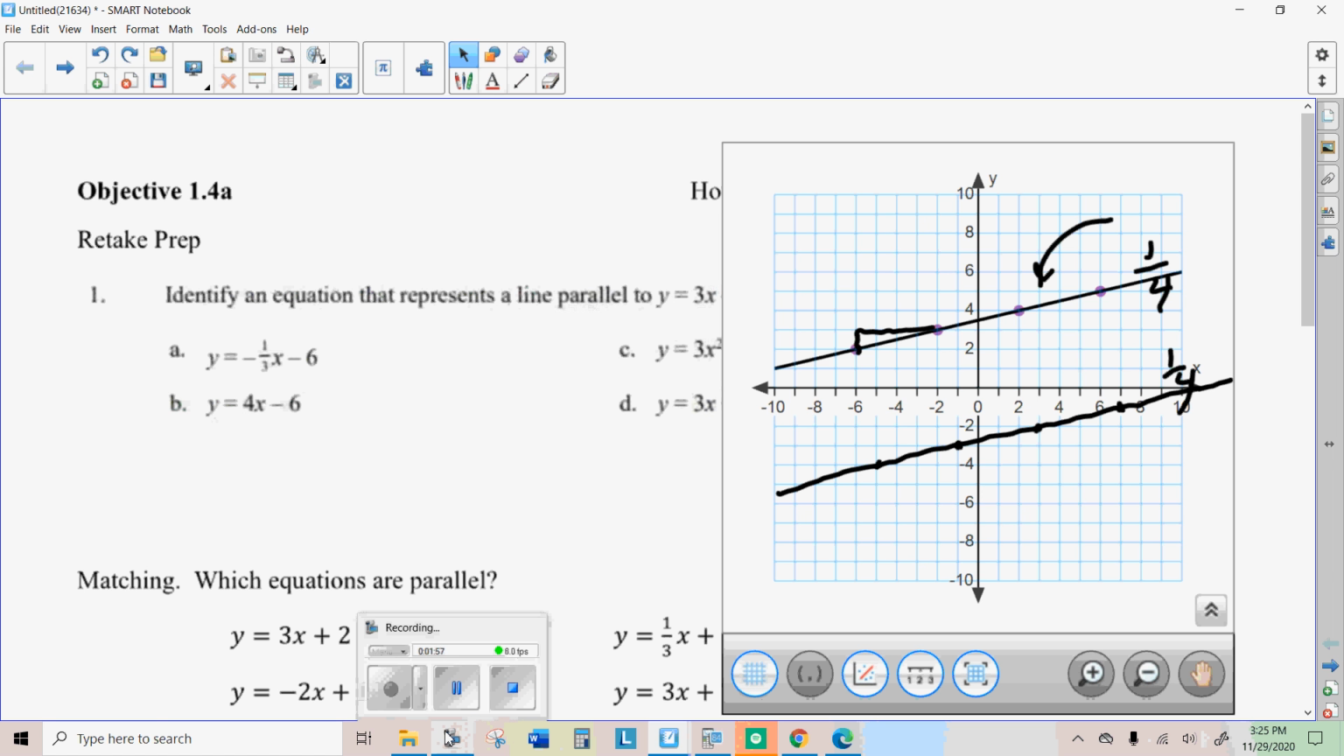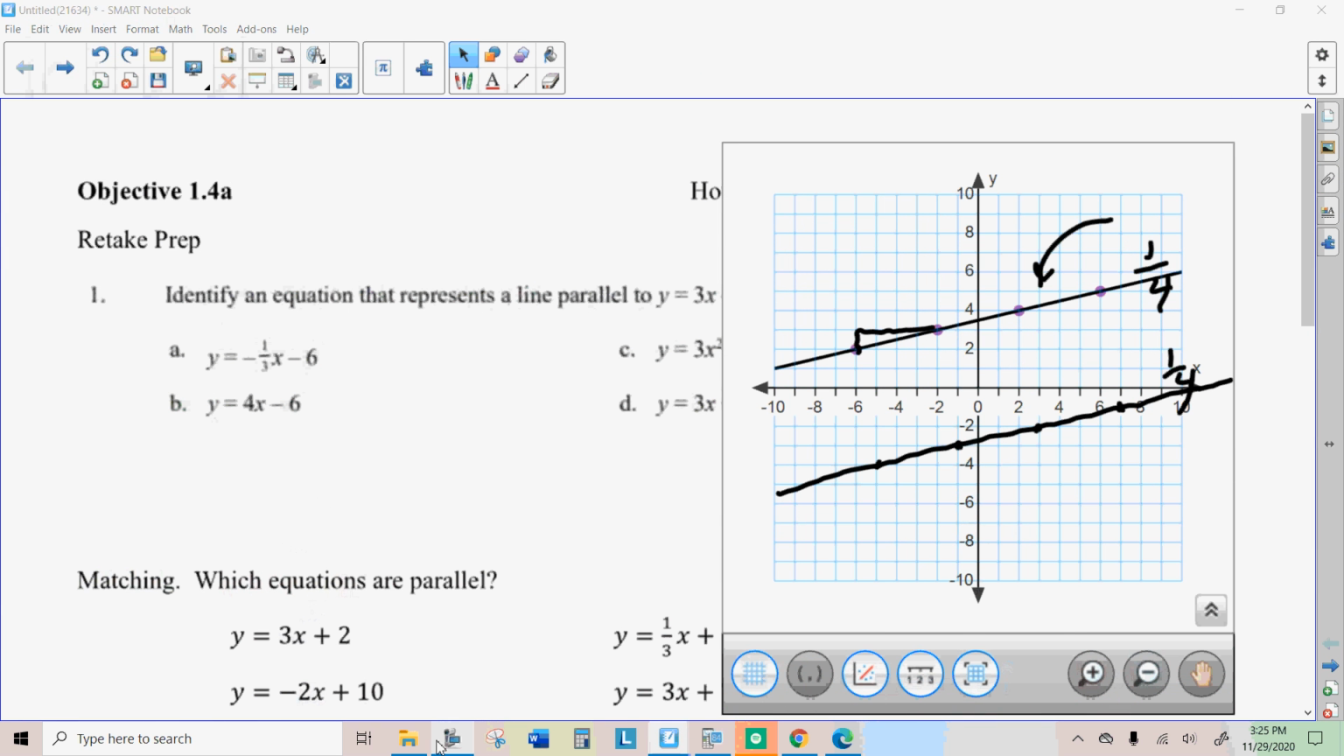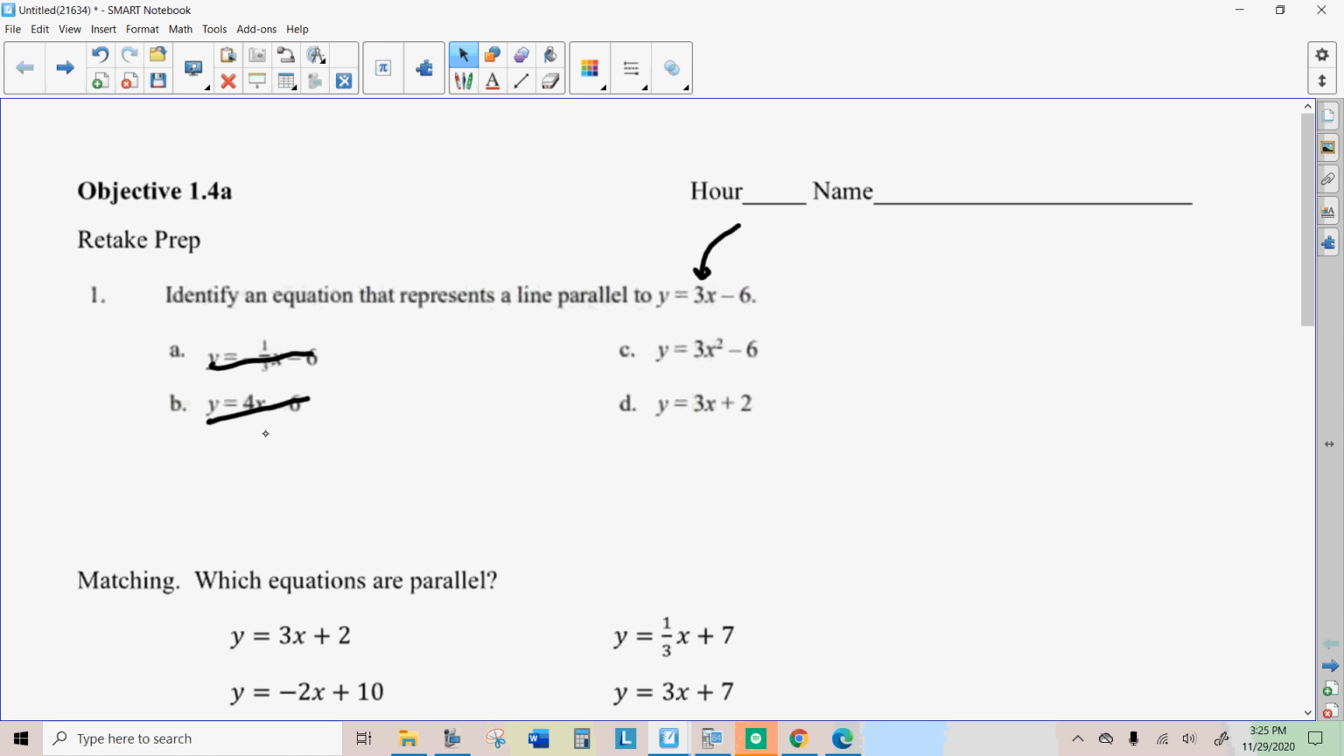In your equation, the slope is the coefficient, the number in front of x. So in this first problem, as you look at all these equations, you want to find the one that has the same slope in the equation, the same coefficient. So this one has negative 1/3, that's not the same as 3. This one has 4, that's not the same as 3. This one has a 3, but this is not a linear equation because of the squared there. So we'll eliminate that. So the answer is D.